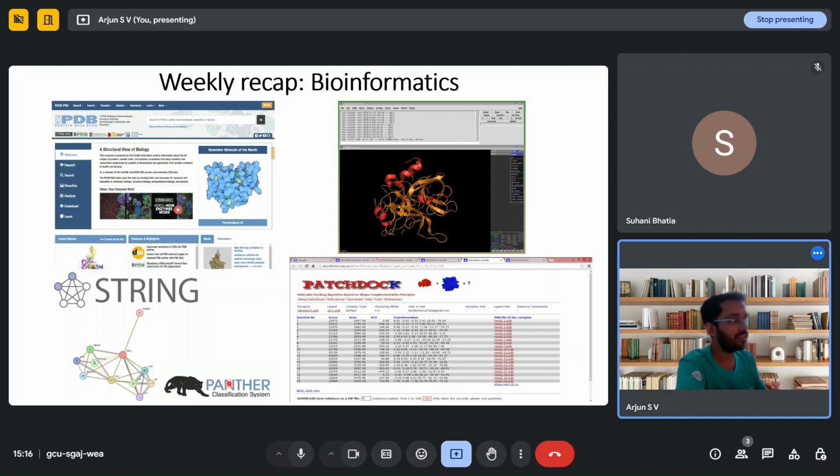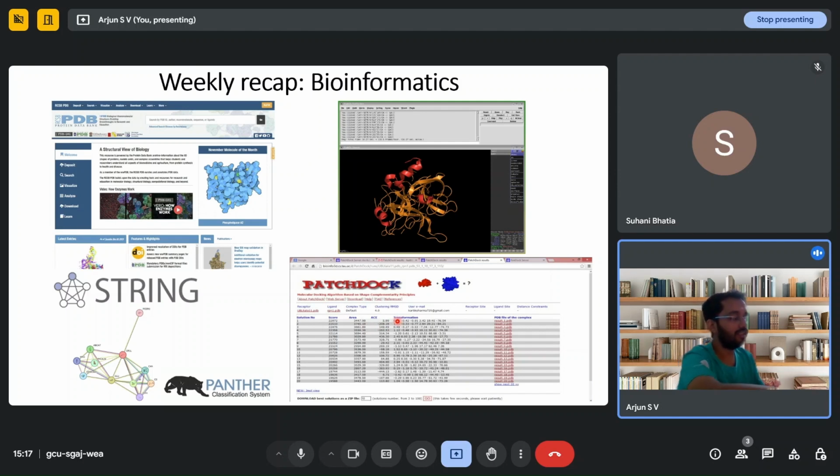After that, to study and visualize your receptor-ligand interactions, we saw a software called PyMol. PyMol helps you visualize different proteins, and it is also used to study molecular docking. We also saw another software called PatchDock, which is also used for molecular docking, but in a more quantitative manner. It is used to study the strength of your docking sites.